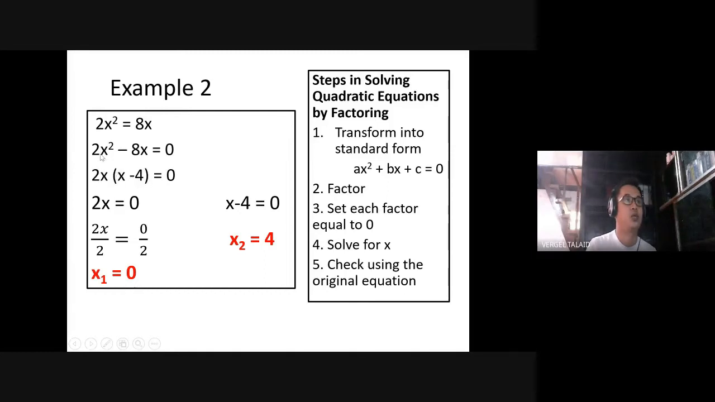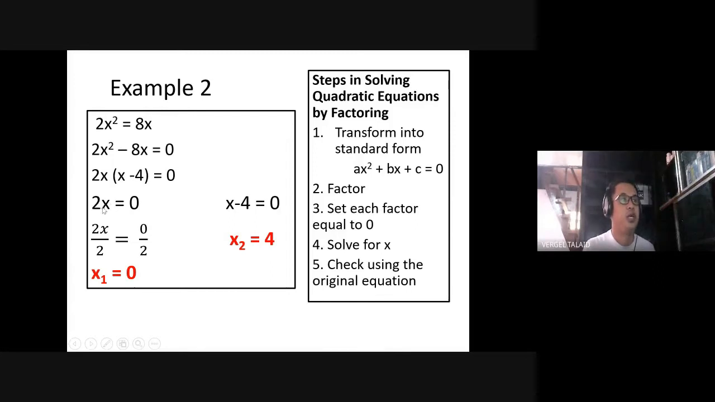2x times x is 2x squared. 2x times negative 4 is negative 8x, which is equal to 0. So the first factor is 2x. The second factor is x minus 4. So equate each factor to 0. So 2x is equal to 0 and x minus 4 is equal to 0.